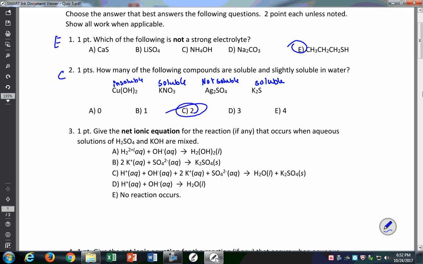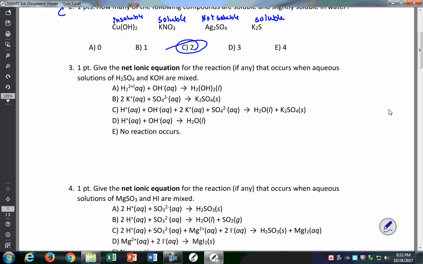Go through your solubility rules, know them. Your net ionic equation of an acid and a base that forms a soluble compound is going to be H plus plus OH minus gives you H2O. That's always your net ionic equation for an acid-base reaction, assuming that your salt is soluble, and most of the time it is. Yeah, that's really all I have to say about that.